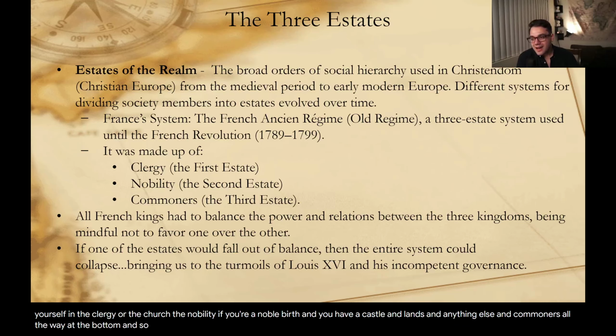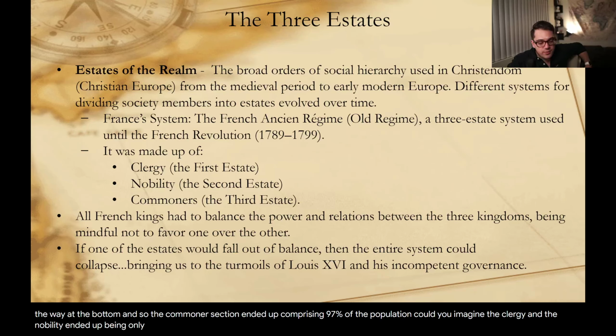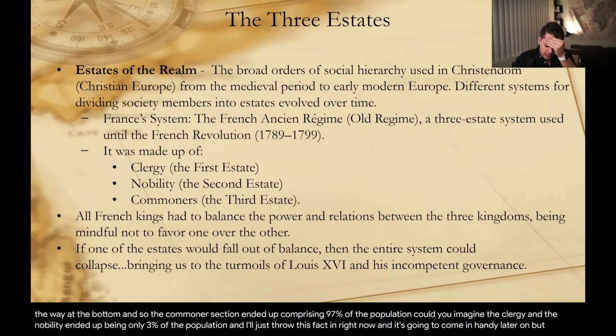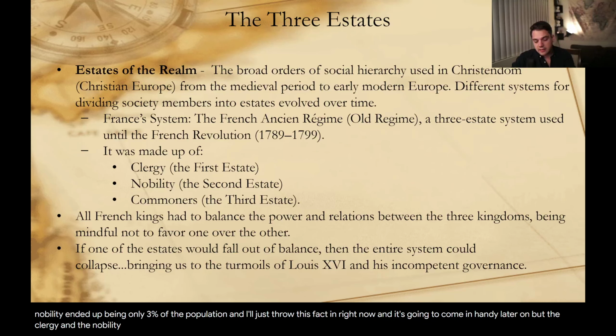And so the commoners section ended up comprising 97% of the population. Could you imagine? The clergy and the nobility ended up being only 3% of the population. And I'll just throw this fact in right now, and it's going to come in handy later on. But the clergy and the nobility sections were exempt from taxes.